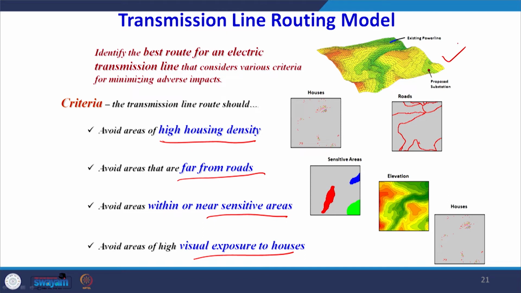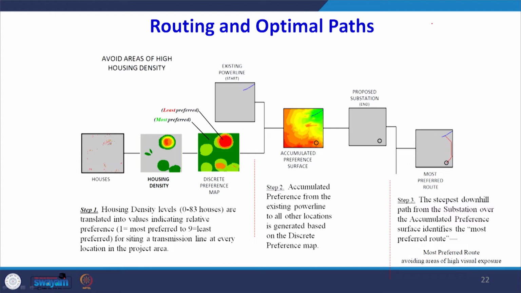The top is indicating the 3D model of the area where you are planning. So, you have the location of the proposed substation and the existing power line in the 3D environment. When you are routing and deriving the optimal path, you have to see what is the most preferred scenario and what is the least preferred scenario. So, you have to identify in different steps which is the most preferred and which is the least preferred.